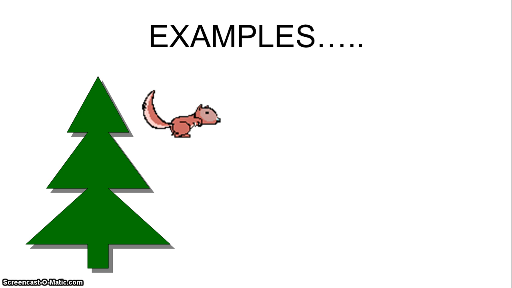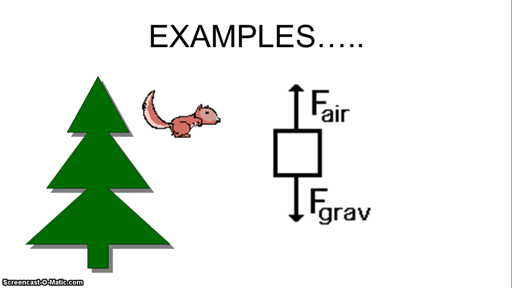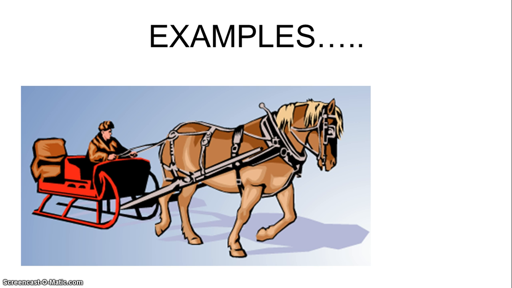Okay, welcome back after the pause. I hope many of you have got this. In this case, if we consider the air resistance acting on the body of the squirrel, then there will be F air in the upward direction and F gravitation in the downward direction. Now let us take one more example and then we conclude this video.